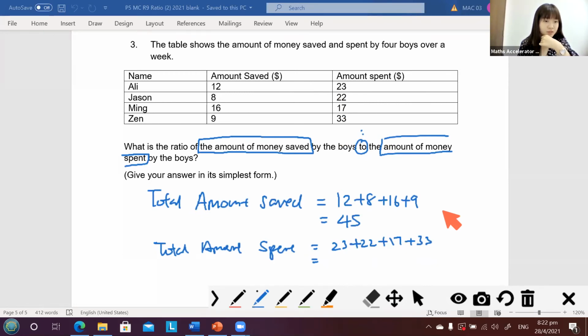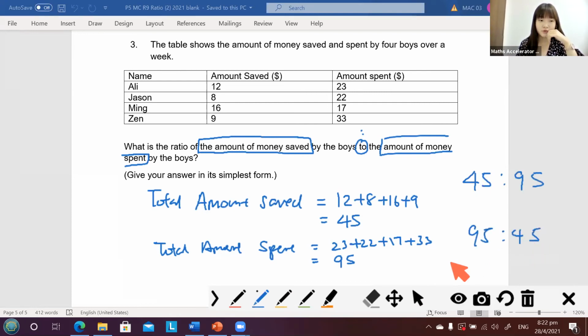I see some answers a bit different. Okay, you should get 95. If you got 95, that's good. Those of you who didn't get 95, can you go and type again? Okay, so what is the ratio? Is it 45 to 95? Okay, or 95 to 45? Or both also can? One or two?